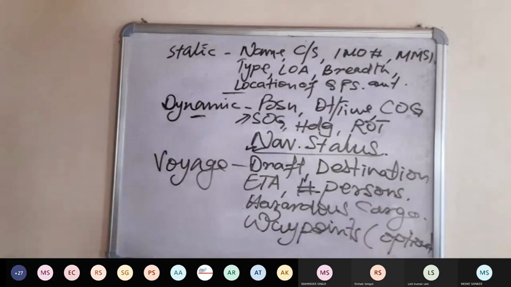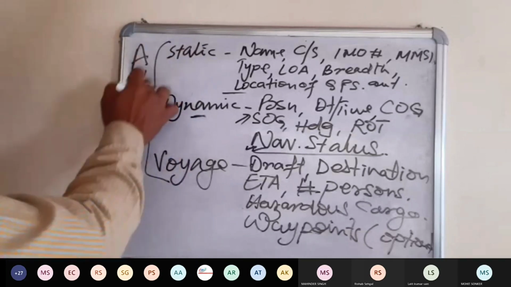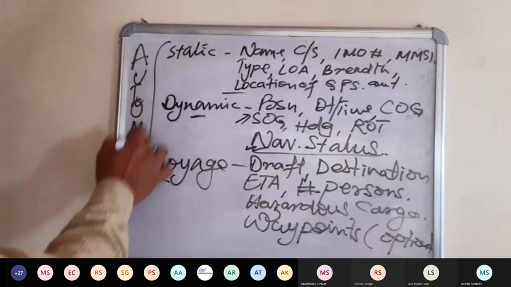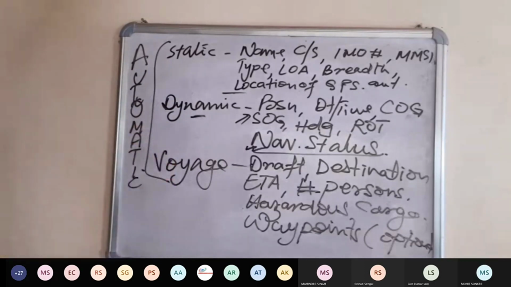Waypoints should be given so that, especially in the coastal area, the VTS will know in advance what action we are going to take and where we are going to alter, because they will have the waypoints. Accordingly, they will be able to guide us better, or other ships also, knowing that a ship is coming and altering at this point. So all this data is transmitted automatically. You don't have to do anything about its transmission.